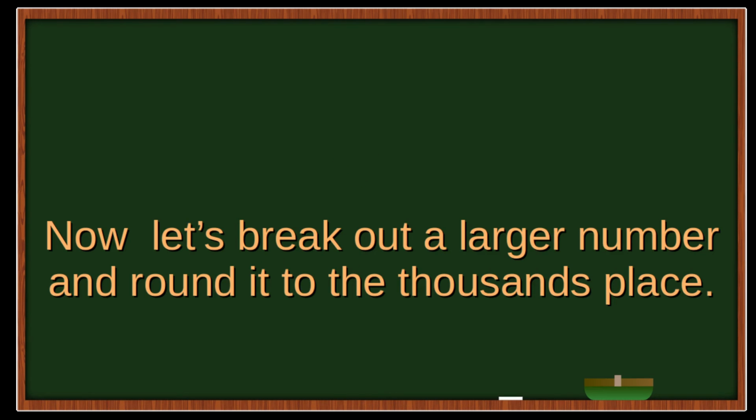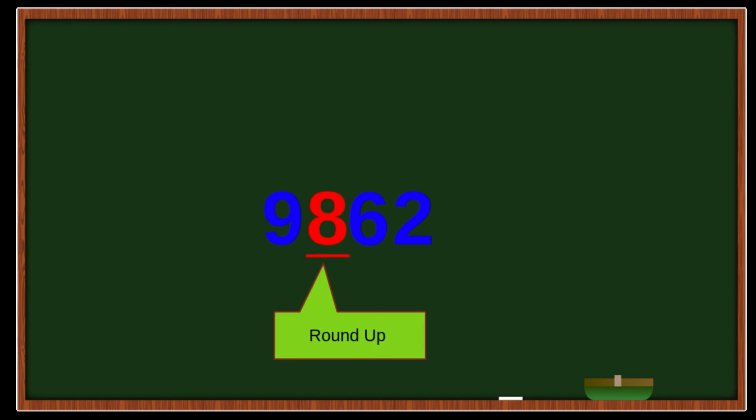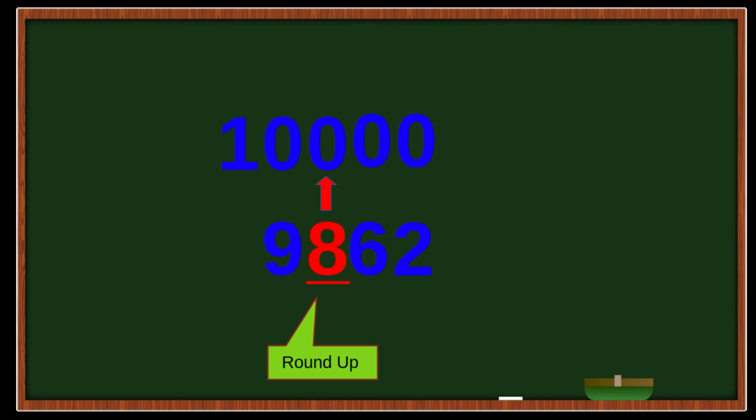Now let's break out a larger number and round it to the thousandth place. Our next example number is 9,862. First, let's determine the thousandth place. It's a 9. Then, as per the rule, we look at the number to the right, which is an 8. Since 8 is larger than 5, we will round up. 9,862 rounds up to 10,000. The next highest number in the thousandth place is 10, or 10,000.